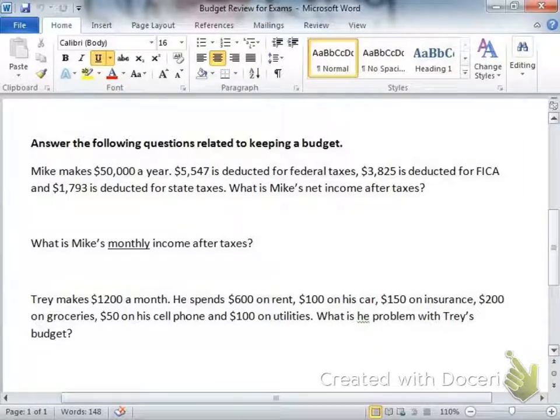Okay, that's one way to do it. You can add up all the taxes, and then what do you do with that number? Subtract it from 50,000. Or you can just start with 50,000, subtract the federal, subtract the FICA.